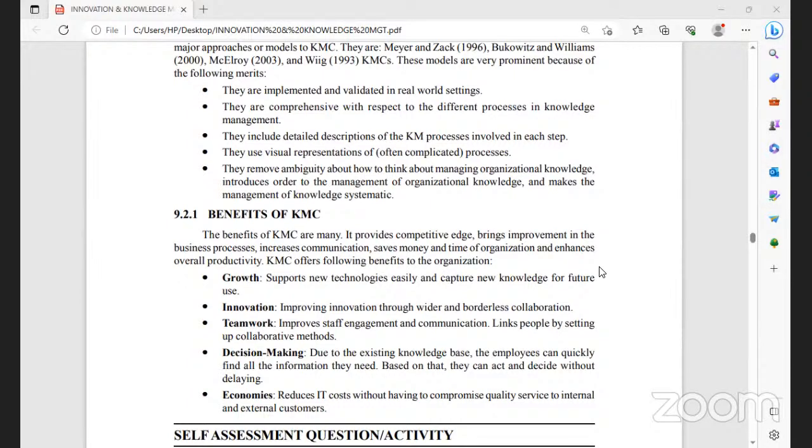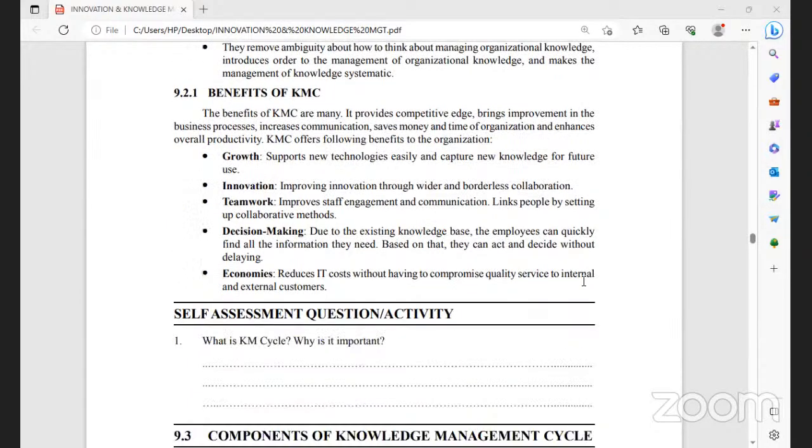And what are the benefits of this knowledge management cycle? Growth, innovation, teamwork, decision making, economics. Particularly out of all this, decision making plays a major role to solve real world problems with the use of this knowledge management cycle.